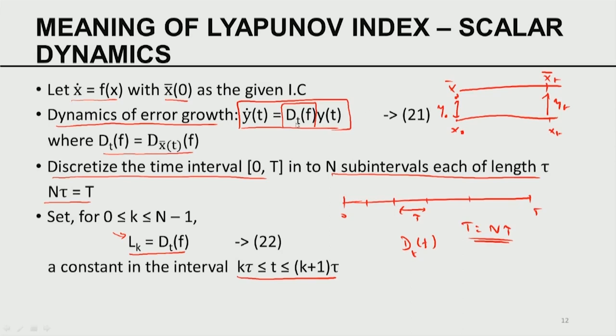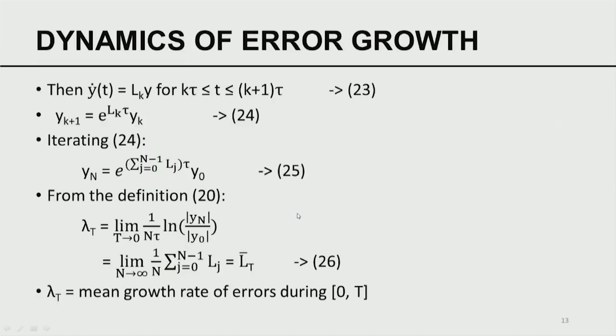Therefore, y dot, the Jacobian of f times y of t, by combining 22, so 22 when substituted in 21, becomes an equation of this type. That is a linear equation. This equation depends on k. You can see Lk depends on this interval. I can solve this equation very readily. That is y(k plus 1) is equal to e to the power of Lk tau times yk. So if yk is the initial condition at time k, I would like to compute the solution at y(k plus 1). The matrix Lk remains the same. So the solutions at the two endpoints are related by this equation 24.